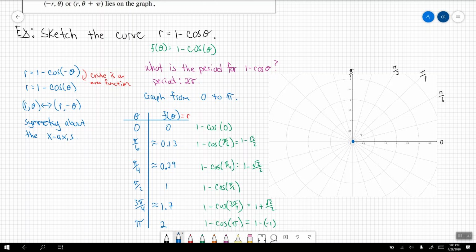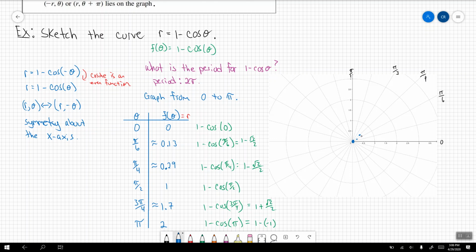So at pi sixths, we have a really small radius, and there's our point. Now at pi fourths, we're closer to 0.29, so about 0.3. So about 0.3 is a little bit more than halfway here. Sorry, it's a little bit less than halfway. There we are. And that's at pi fourths.